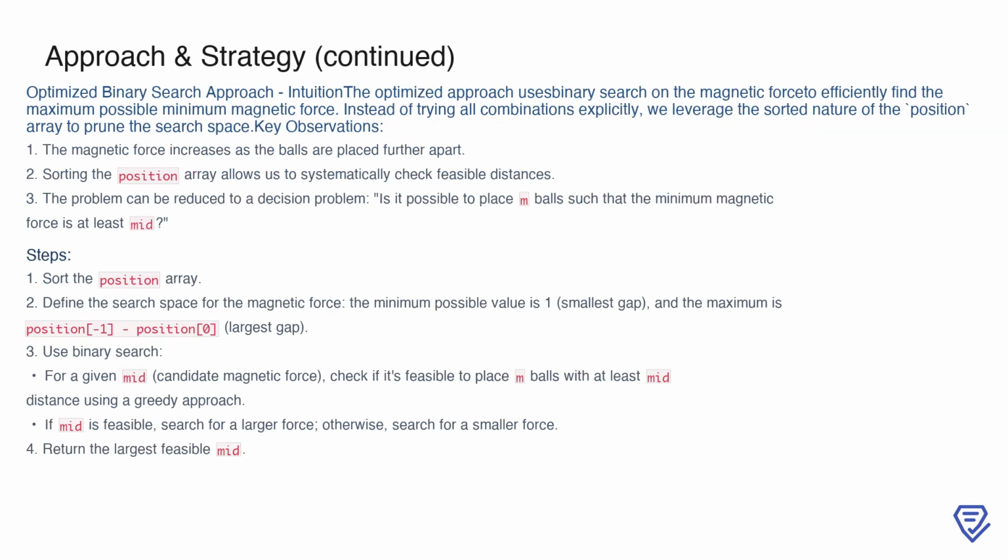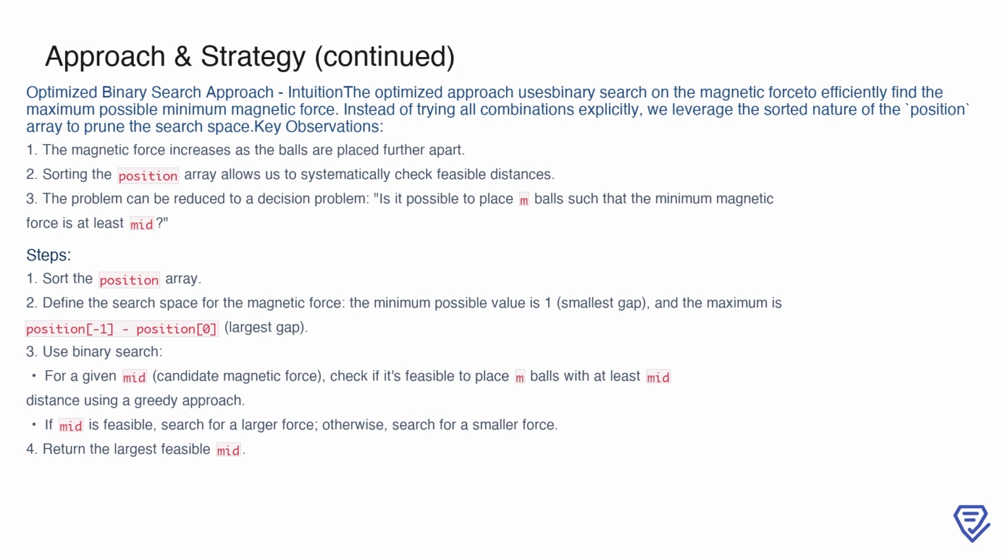A more efficient solution is to use the binary search approach. Instead of trying all combinations explicitly, we leverage the properties of the sorted position array to systematically narrow down the search for the maximum possible minimum magnetic force. The key idea here is to treat the problem as a decision problem. Can we place m balls such that the minimum magnetic force is at least a given value, mid?